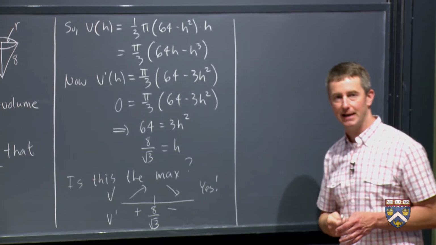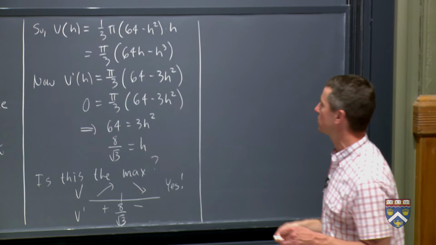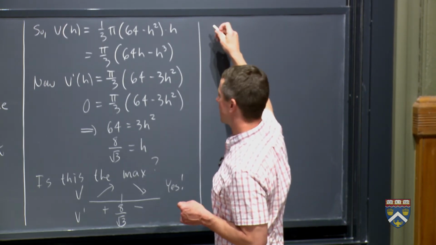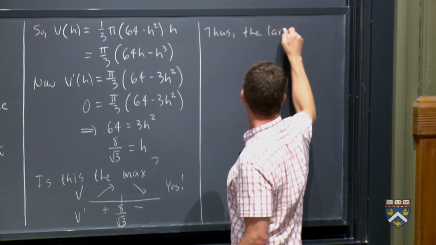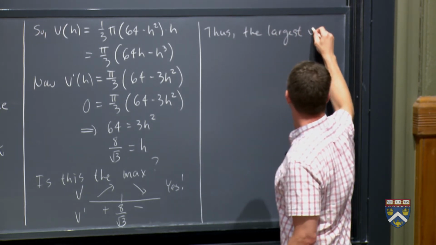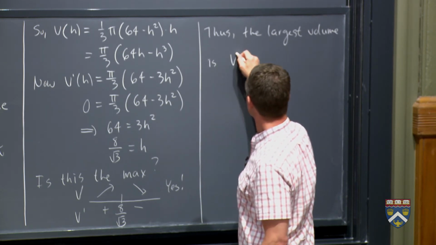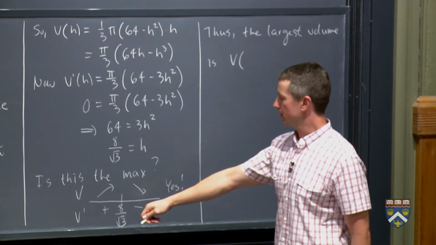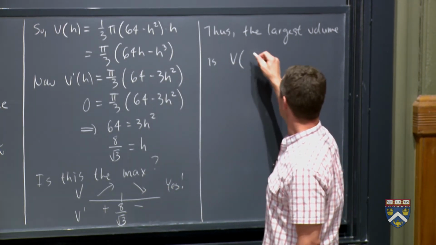And now what did the question actually ask us for this time? It didn't ask us for the dimensions. It said, what is the largest possible volume? So the largest possible volume, how are we going to figure that out? It's v of this number, right? This is our formula for v, so v of 8 over square root of 3.